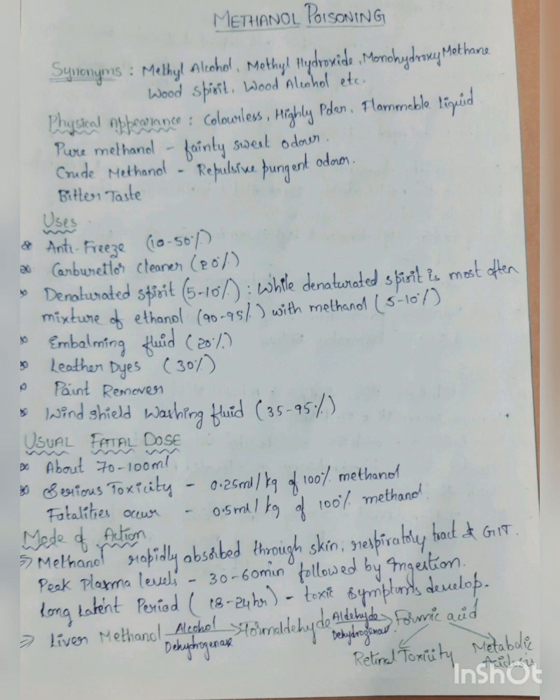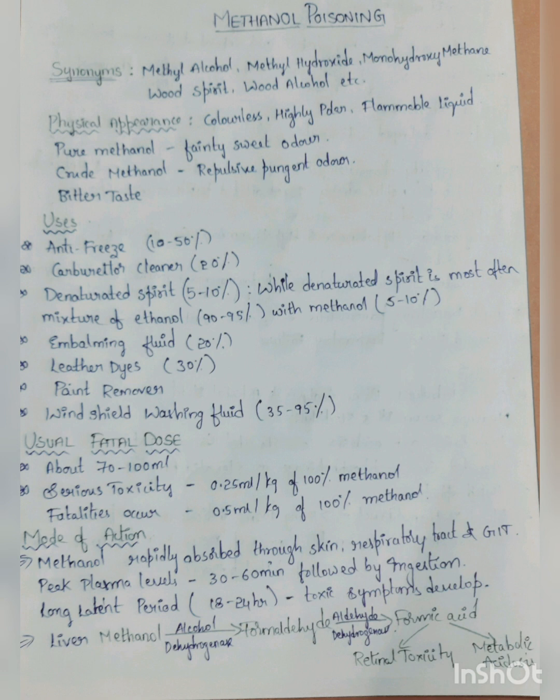Mode of action: methanol is rapidly absorbed through skin, respiratory tract, and GIT. Peak plasma levels are achieved within 30 to 60 minutes following ingestion. So a long latent period of 18 to 24 hours is taken for toxic symptoms to appear and develop.